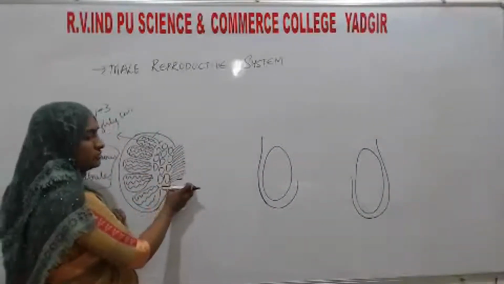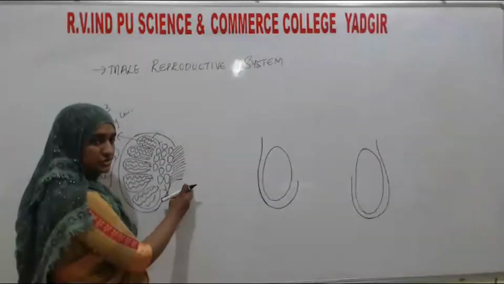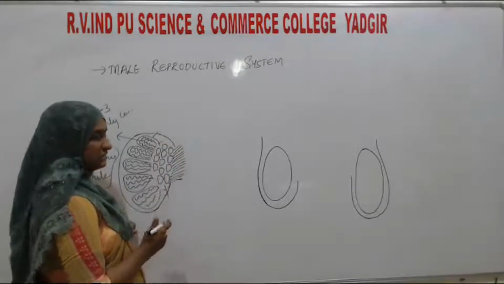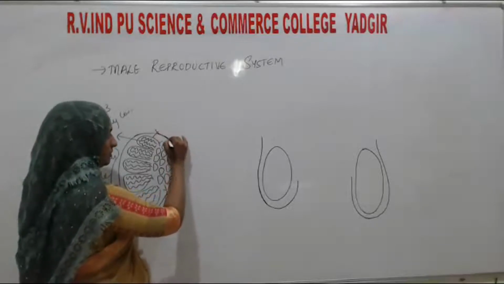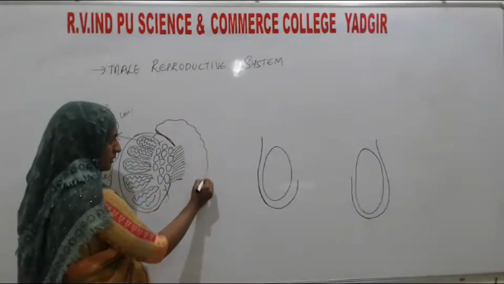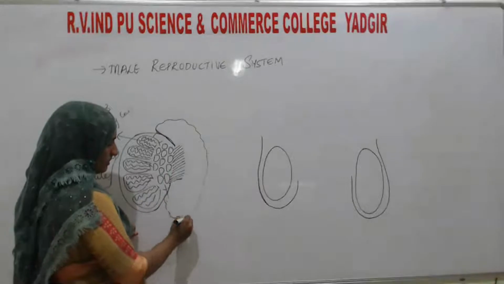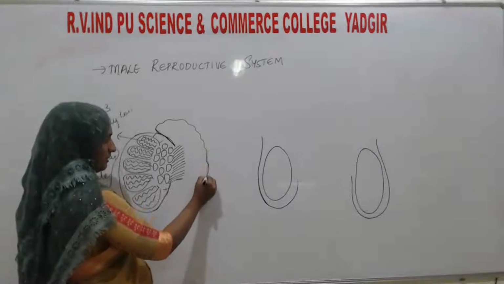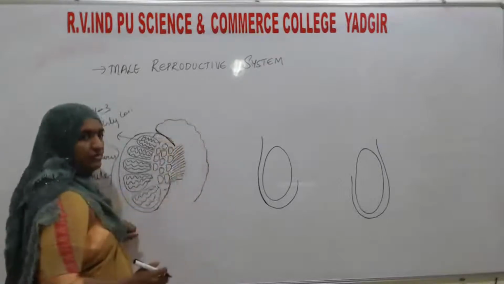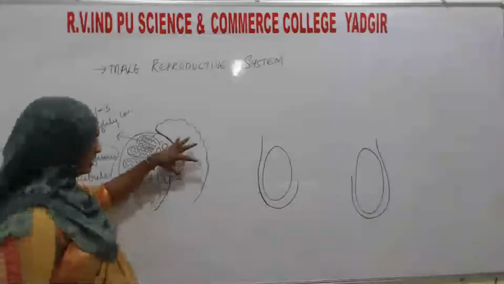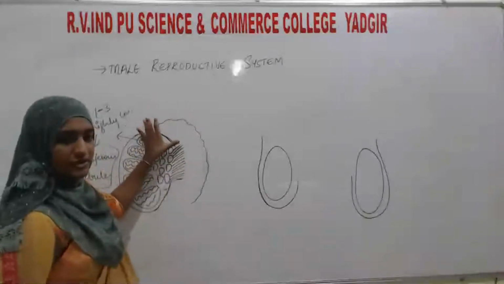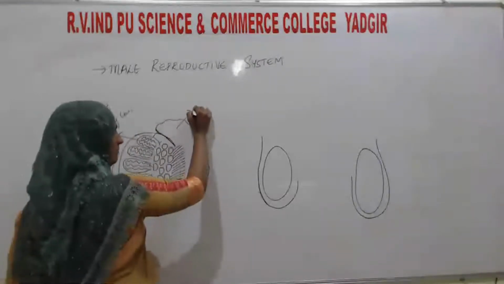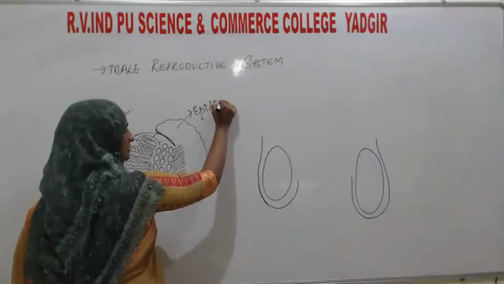or all these tubules will open into a comma-shaped structure which lies at the posterior surface of the testis like this, comma shaped. Mostly it will lie at the posterior. Most of the part of this structure lies at the posterior surface of the testis, and this comma-shaped structure is known as the epididymis.